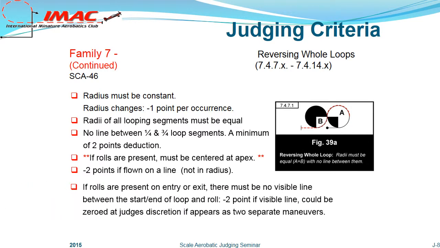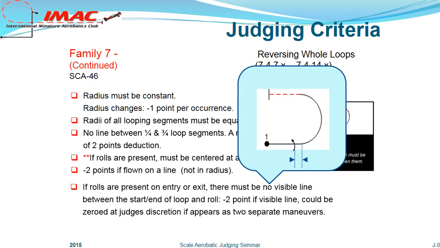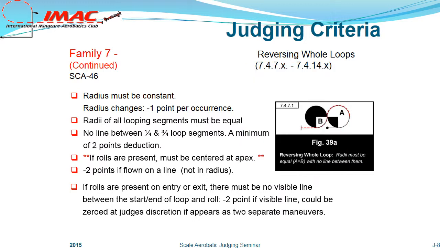Finally, rolling elements could be placed on the entry line, exit line, or both. If present, there can be no line drawn between the element and the looping portion. A 2-point deduction is applied if a line is drawn. This concludes Part 1 of Family 7, Loops and Eights.